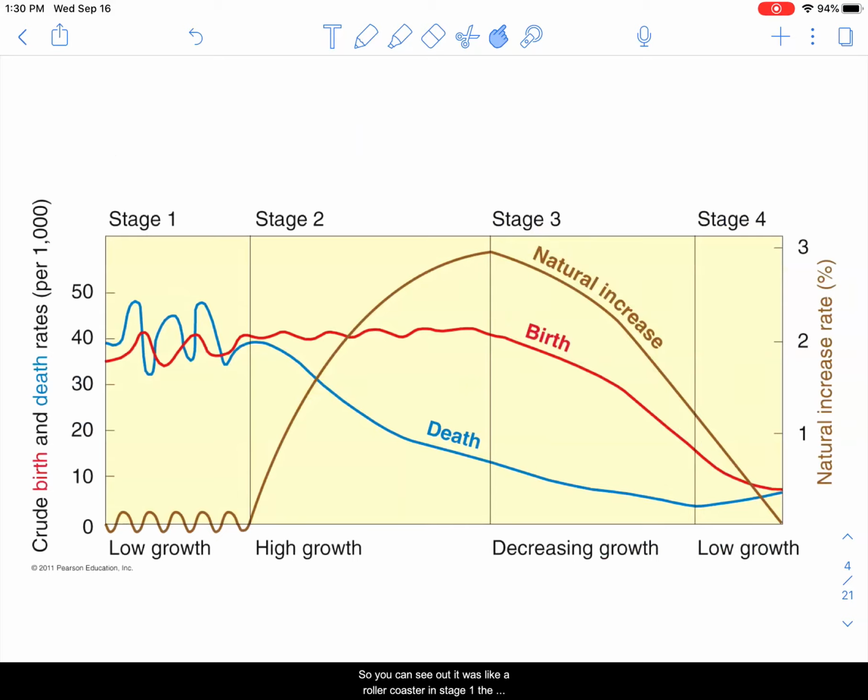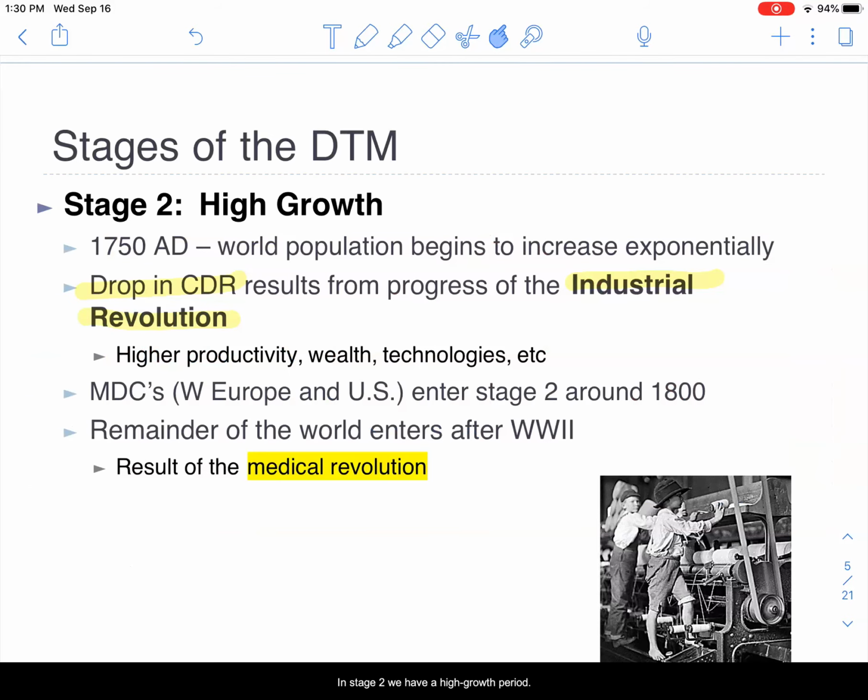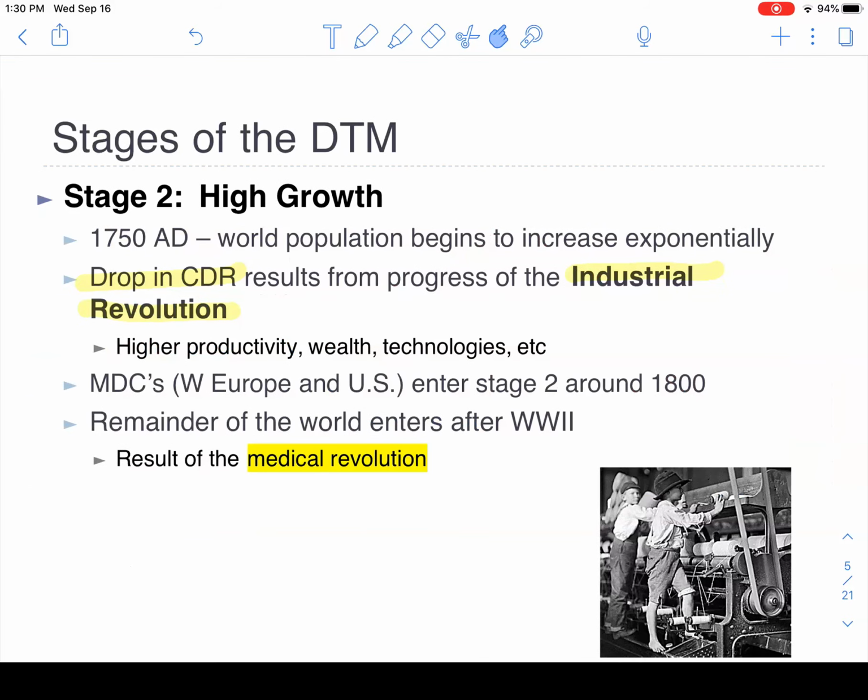So you can see how it was like a roller coaster in stage 1. The red and the blue lines are up and down, but they are fairly close to each other, so the growth rate is just a tiny little set of hills wavering up and down around the 0 mark for population growth. In stage 2, we have a high growth period.